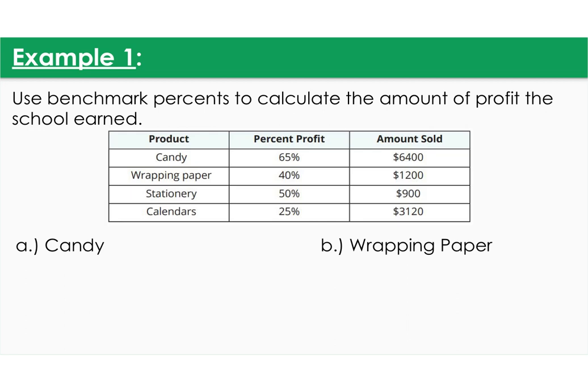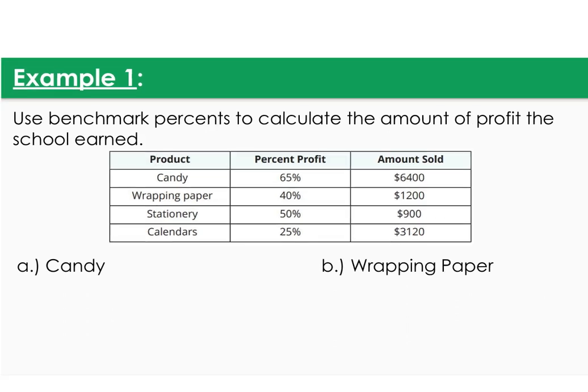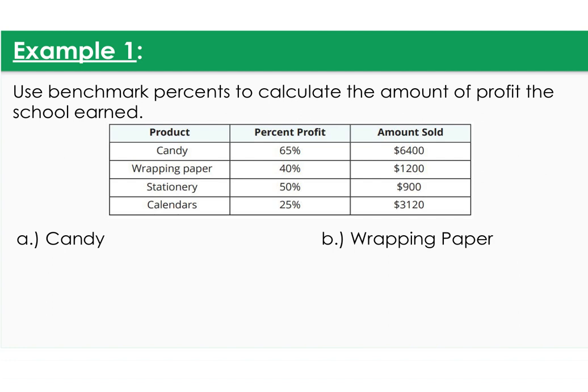So we can use a double number line, or a tape diagram, however you would like to look at it. So we're going to put 100%, and then whatever that 100% amount is, $6,400 there with the 100%. And the profit of that is 65%.